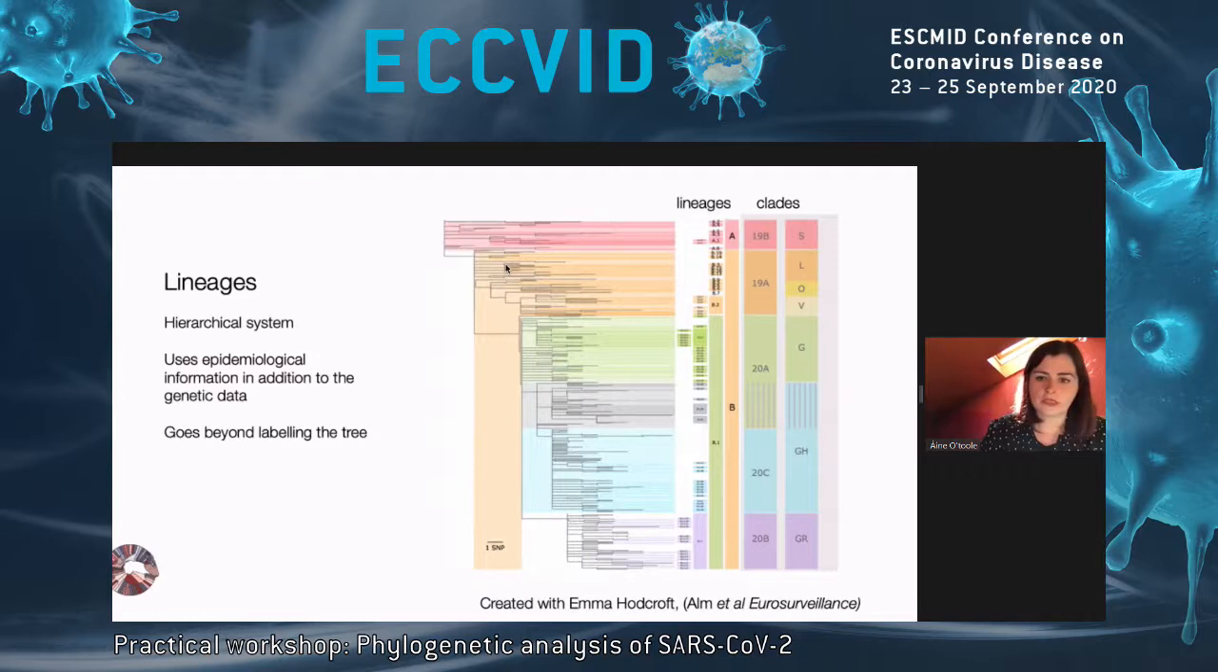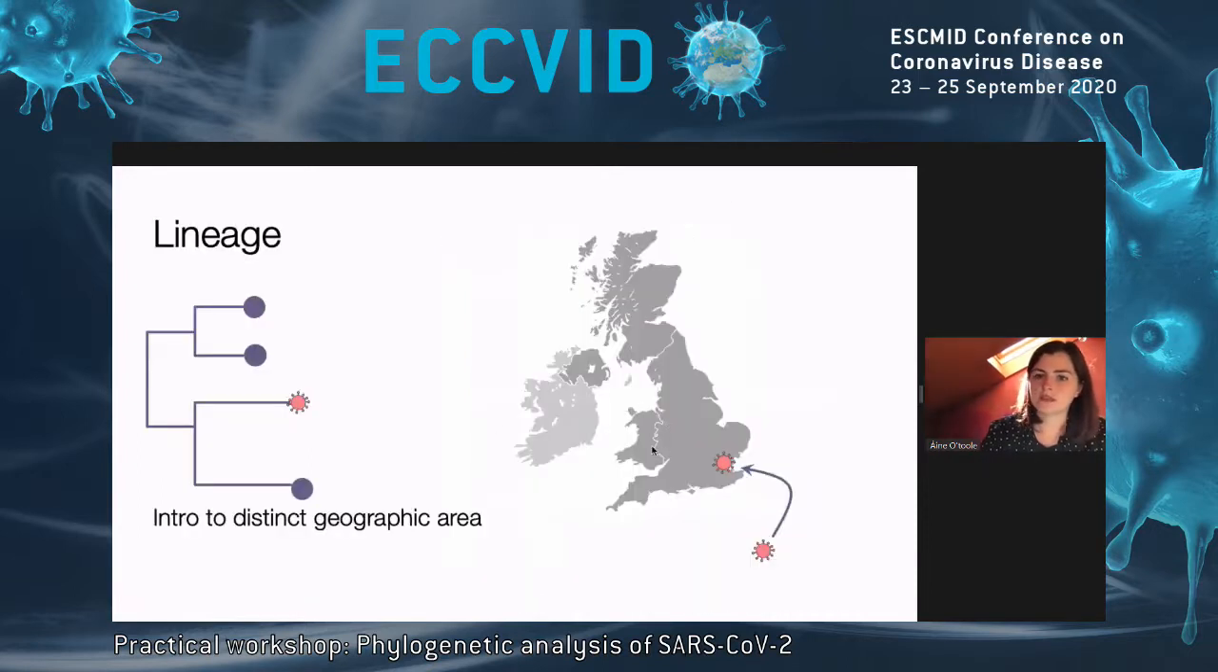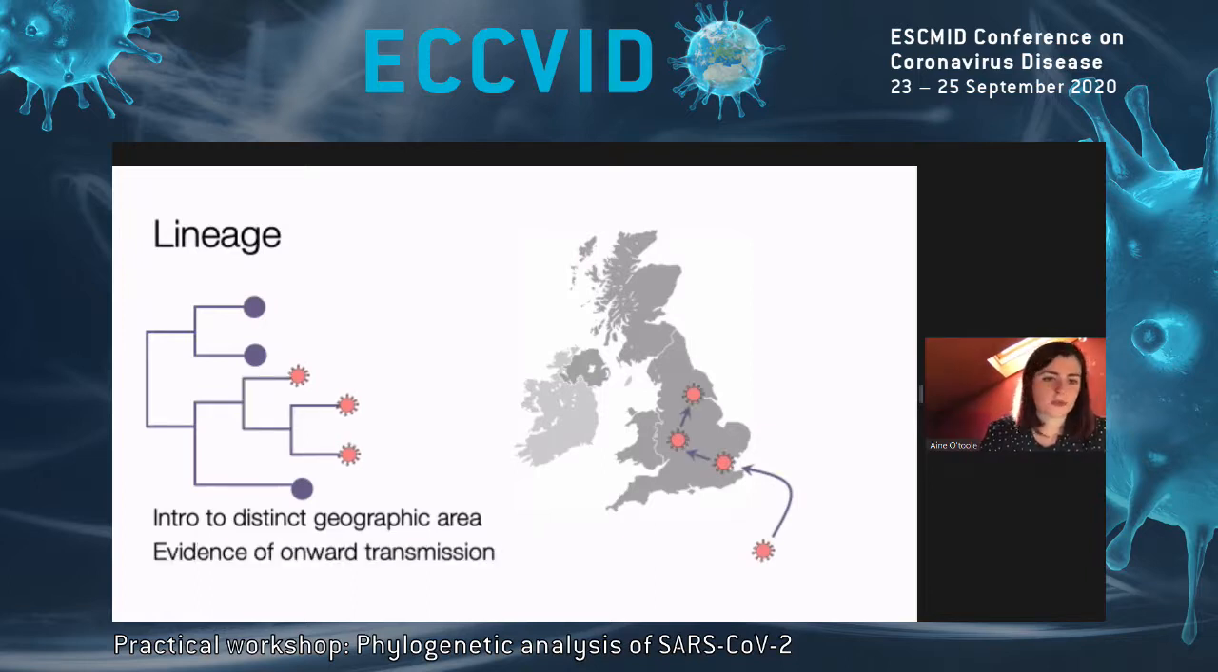Another point to note about the difference between clades and lineages, other than their size, is that lineages have this hierarchy built into them, and also that they use epidemiological information in addition to genetic data. For instance, we define lineages as a potential new cluster that have begun in a geographically distinct place. So we require a SNP to define them because otherwise you can't distinguish one lineage from another. But we also then look for evidence of onward transmission.